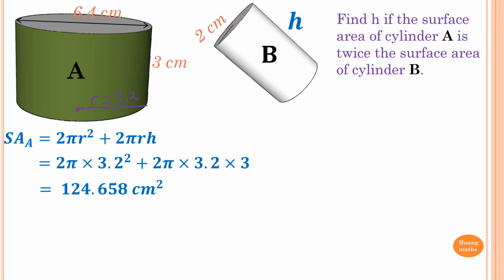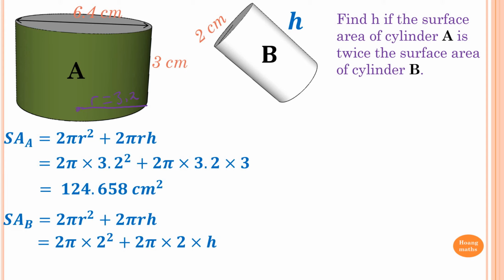Now, we need to find the surface area of cylinder B as well. Same rule applies, of course. We are given the radius is 2, and then we need to find out H. So we substitute in the formula. So we can write 2 squared is 4. 4 times 2 is 8. So 8 pi. 2 times 2 is 4. So 4 pi H. So which gives me this.